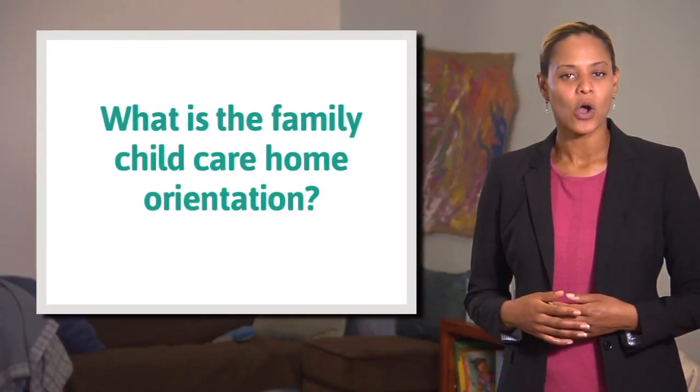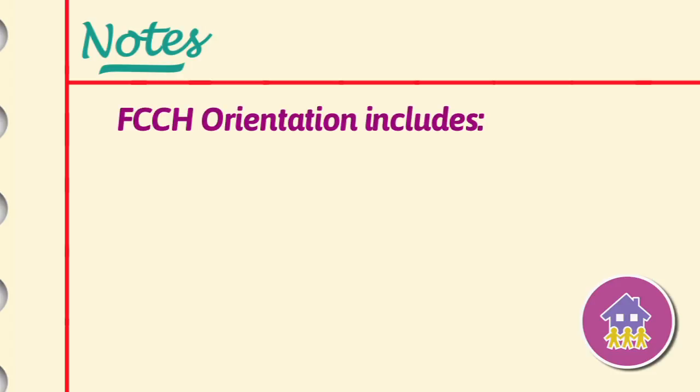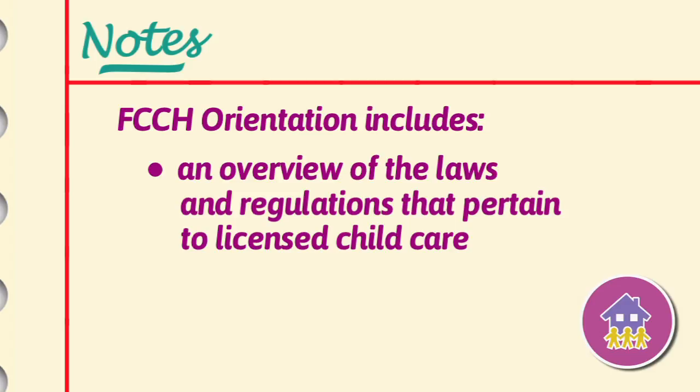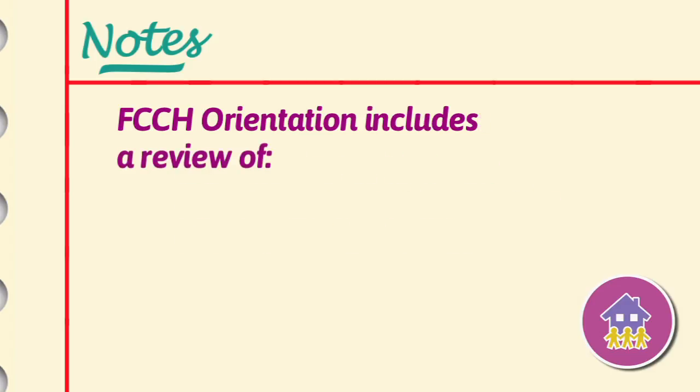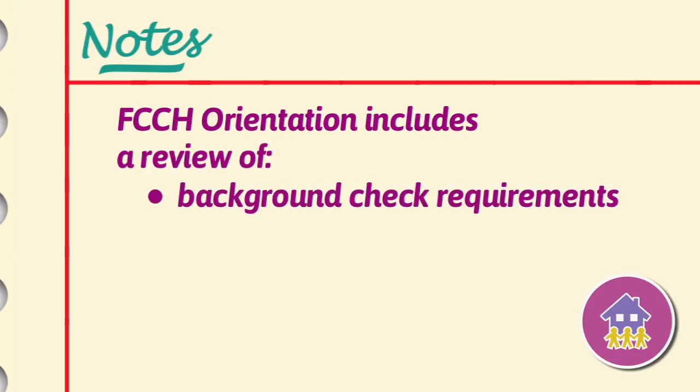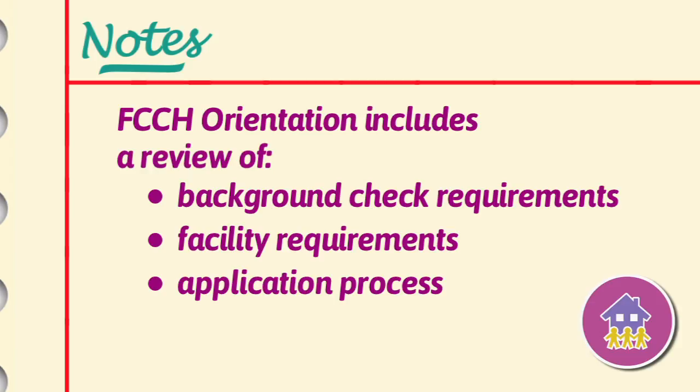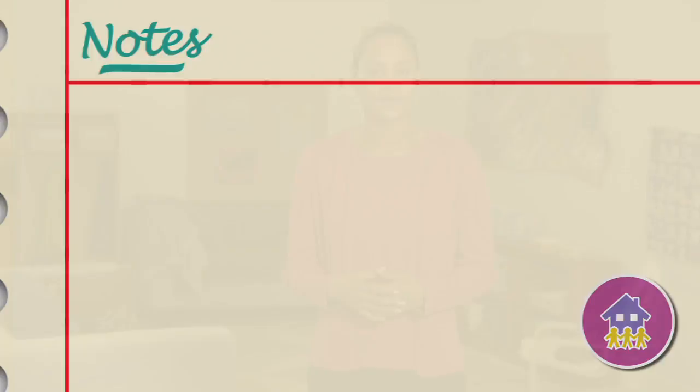What is the Family Child Care Home Orientation? The Family Child Care Home Orientation is required if you are applying for a Family Child Care Home license. The host speaks as the corresponding content is displayed on screen. The orientation includes an overview of the laws and regulations that pertain to licensed childcare and a review of the background check requirements, facility requirements, and the application process for family childcare homes. The orientation provides you with a valuable source of information about and guidance through how to become a licensed family childcare home provider. You can take the orientation in person or online.